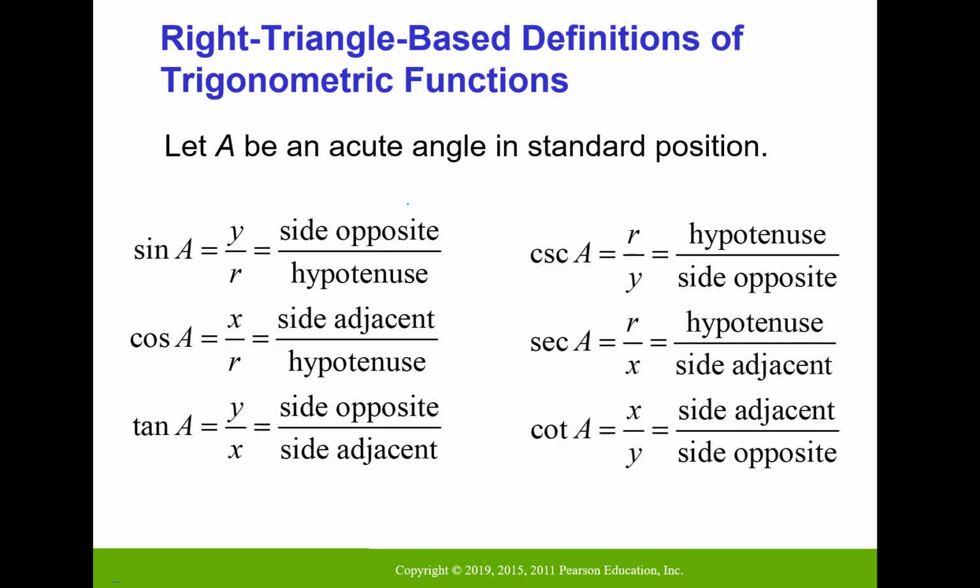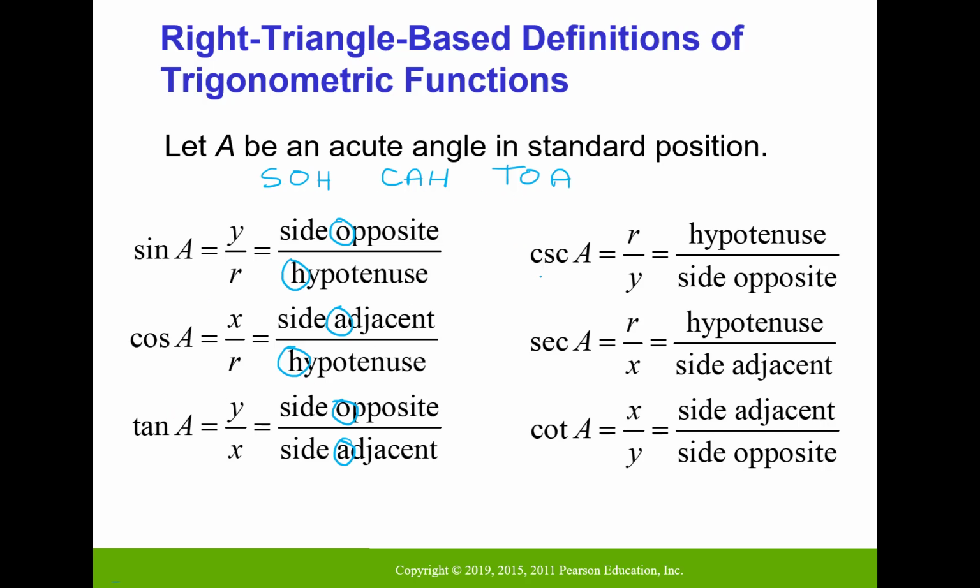So we have our right triangle definitions of our trig functions. Sine is opposite over hypotenuse, and SOHCAHTOA helps you remember that. So sine is the opposite side over the hypotenuse. Cosine is adjacent side over hypotenuse, so SOHCAHTOA, adjacent over hypotenuse for cosine. And then tangent, TOA, is opposite over adjacent, so the opposite over the adjacent side of the triangle. So SOHCAHTOA helps you remember that.